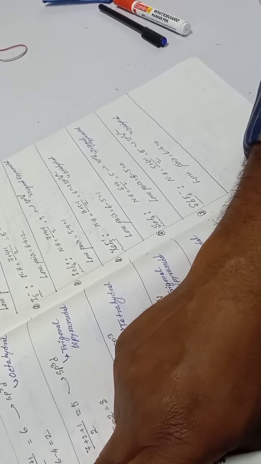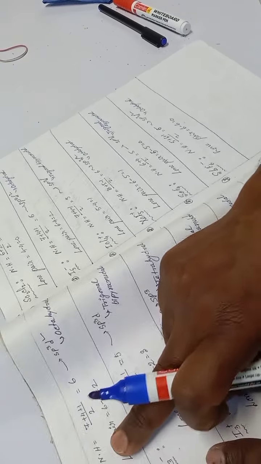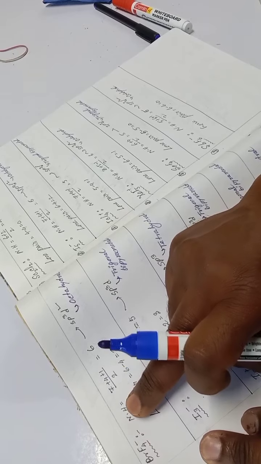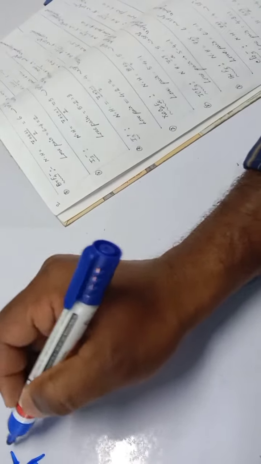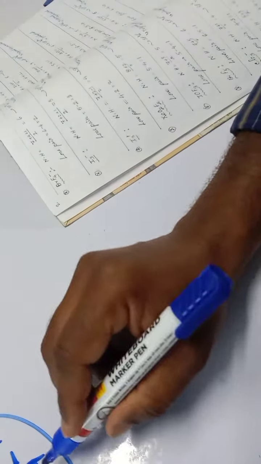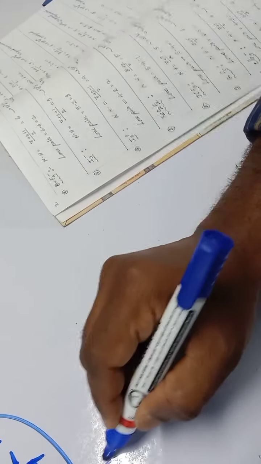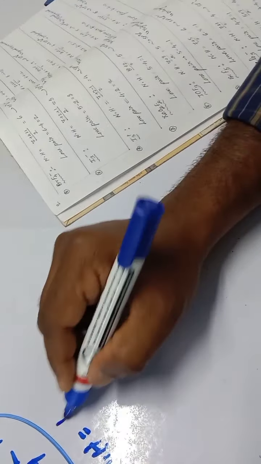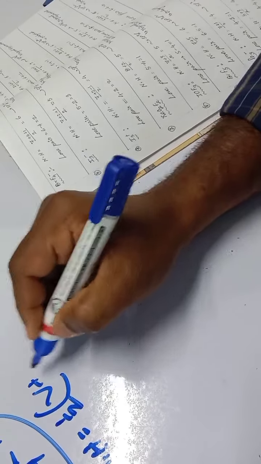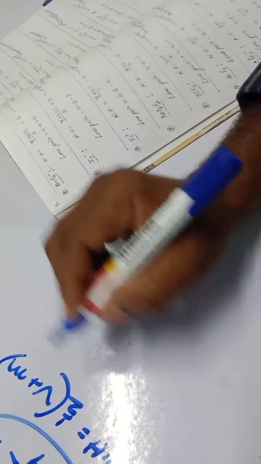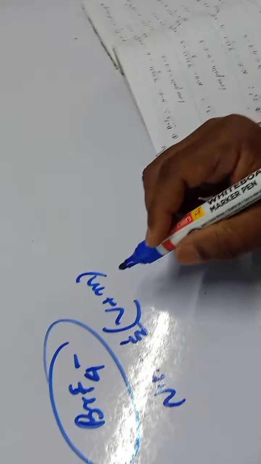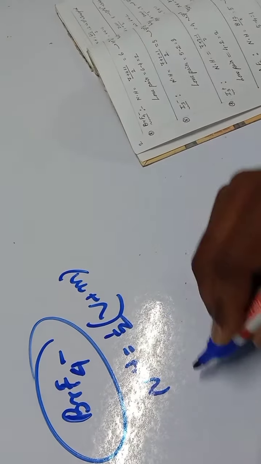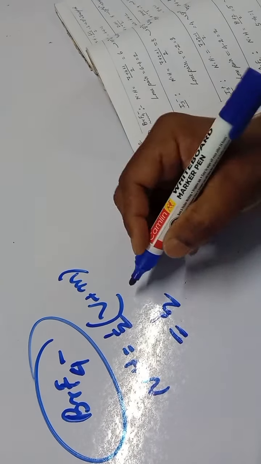BrF4 minus. You may write NH equal to half of V plus M.